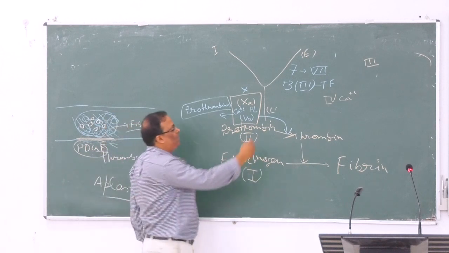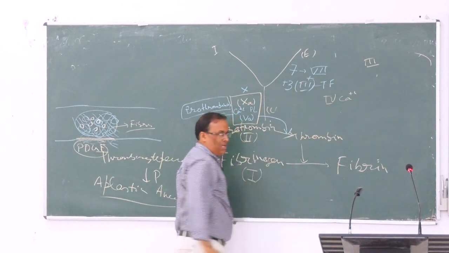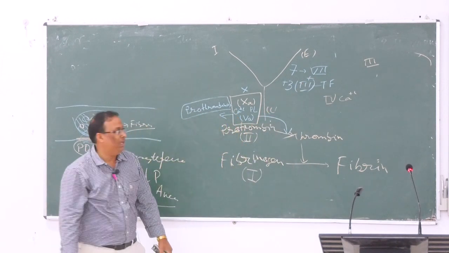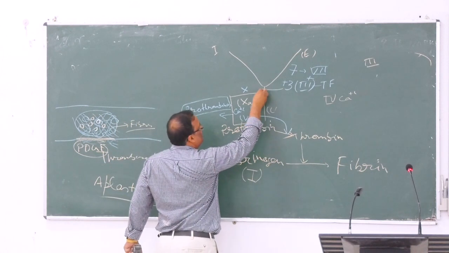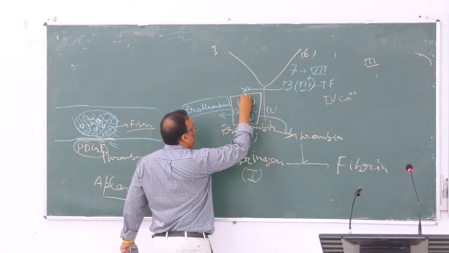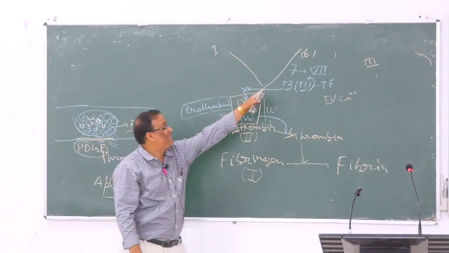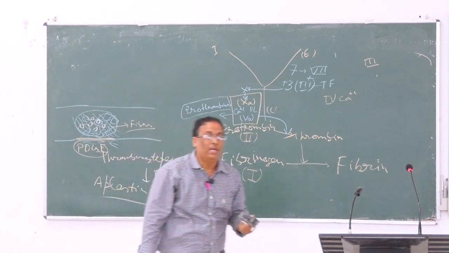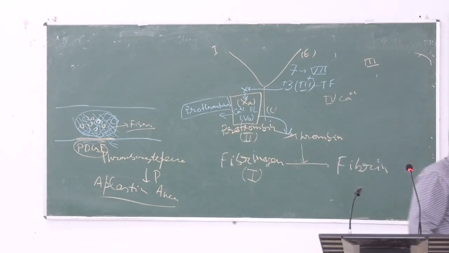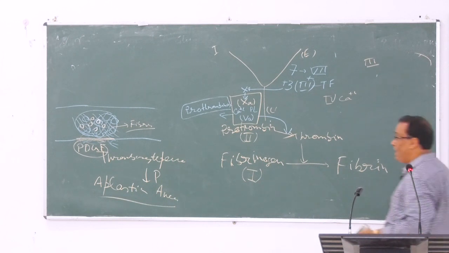Right? And this makes a combination, a complex of 7 and 3, and that activates 10 to 10A. That is called extrinsic. Extrinsic pathway is fast because it is short but less efficient. But what do you mean by efficient?